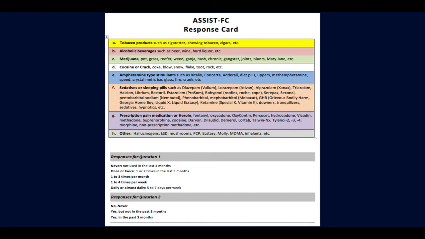The response card for the Assist-FC shows a list of substance categories along with the generic or slang terms associated with them. The bottom of the card also shows the patient the response options for the 2 questions. This list can be modified to include the 5 most prevalent substances in the location in which it is being used. Due to low prevalence rates, we have removed the inhalants and hallucinogens categories from the list. However, they can be added back in or asked about and recorded in the other category.